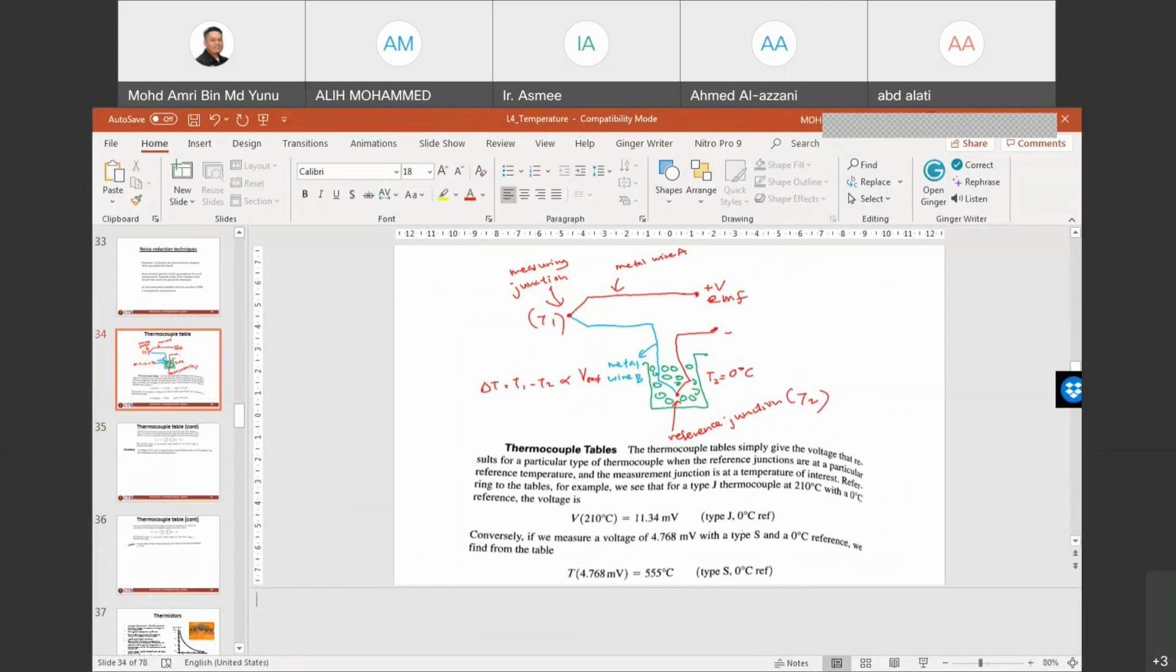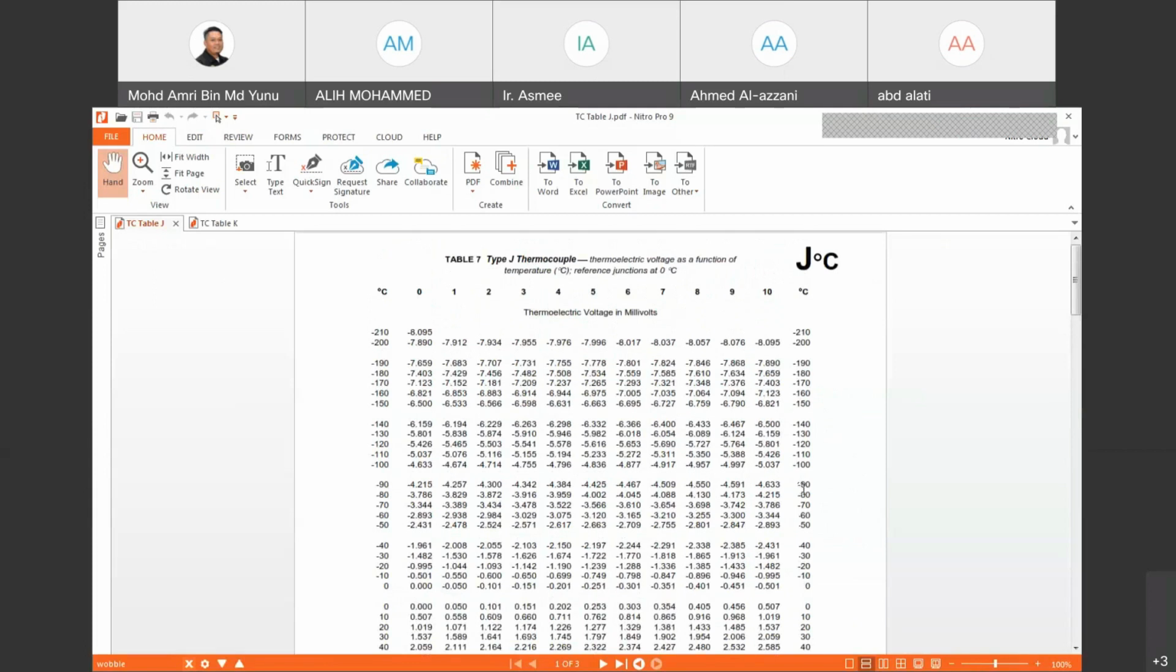I'll show you this. This table represents the output in millivolts for a range of temperature difference between the measurement junction and the reference junction. But in this table, the reference junction is set as 0 degrees Celsius.